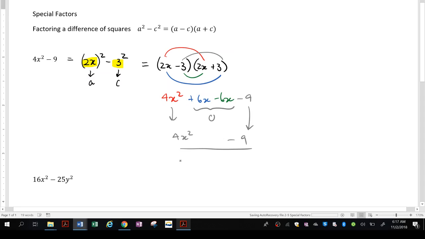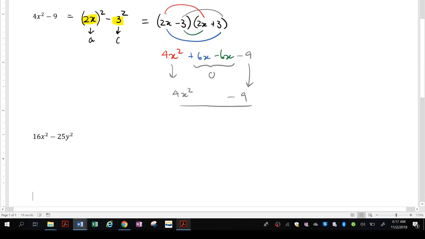Okay, let's look at another example. In this example, we have 16x squared minus 25y squared. Now, at first glance, we're not sure if that's a difference of squares or not, but we can rewrite this easily as 4x and all of that squared minus 5y and all of that squared. So we haven't changed the value here. We've just rewritten this to set it up nicely into our difference of squares.